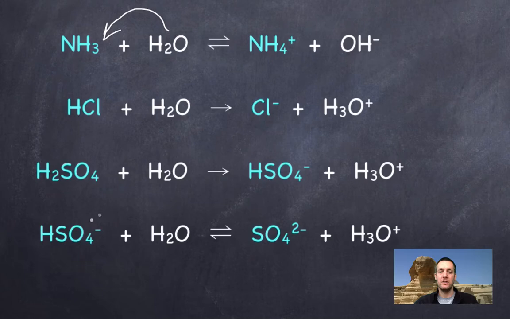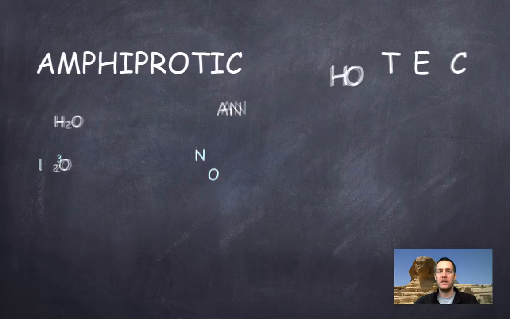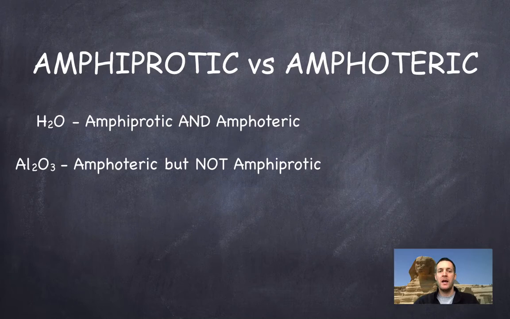Now, you might come across the term amphoteric as well. And so it's important to understand the difference between amphiprotic and amphoteric. Water is amphiprotic and amphoteric. Amphoteric means that you can react with acids or bases. Now, if you think about it, if you're amphiprotic, you can give away H+ ions or take them, then you must be able to react with acids and bases.